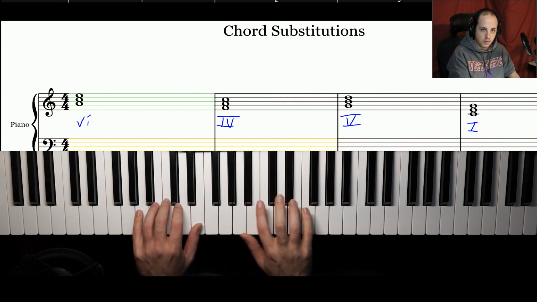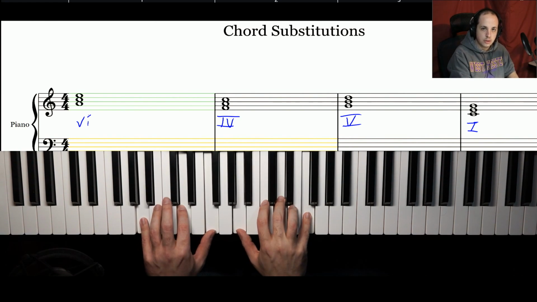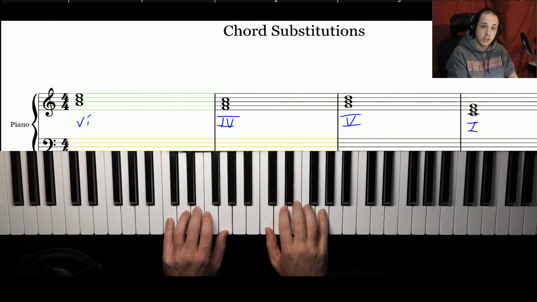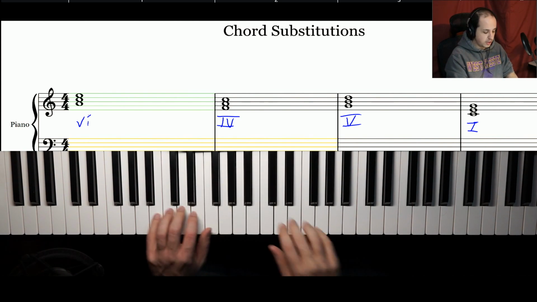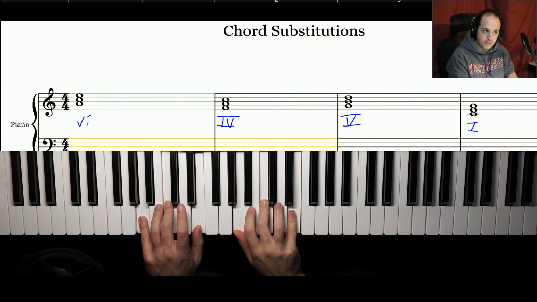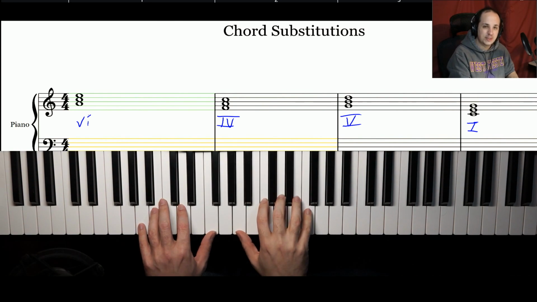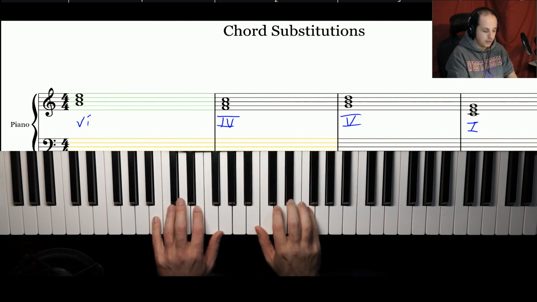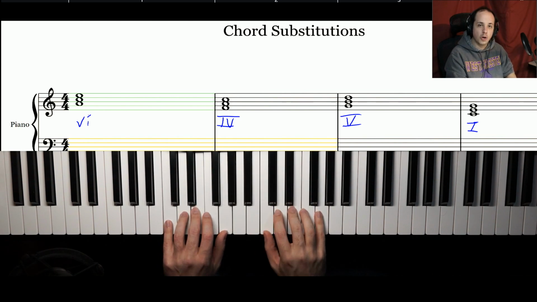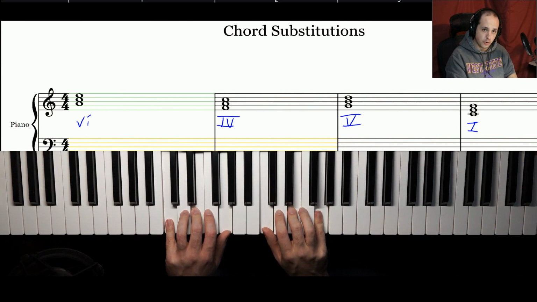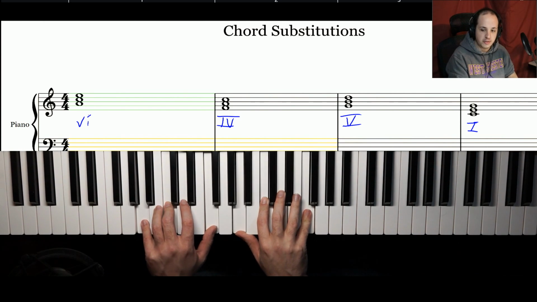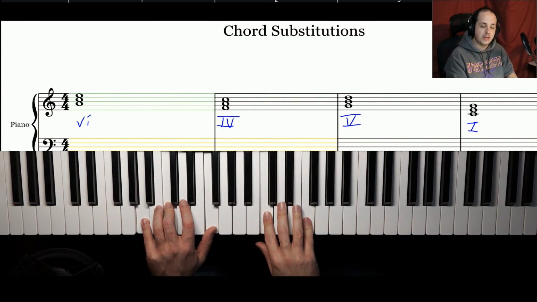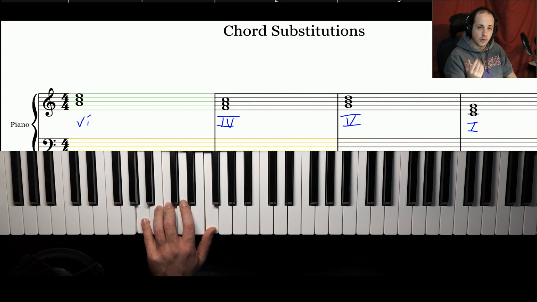So that was 4, 5, 1, and this is 2, 5, 1. So the difference in sound between those, and why you might choose one or the other, is that the 2, 5, 1 begins with 2 minor chords, whereas the other one had a major in there. You know, it has a little bit of a different sound. So it all depends on what kind of mood you're going for.